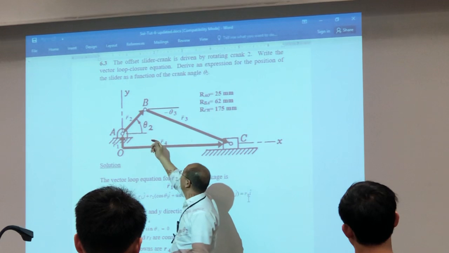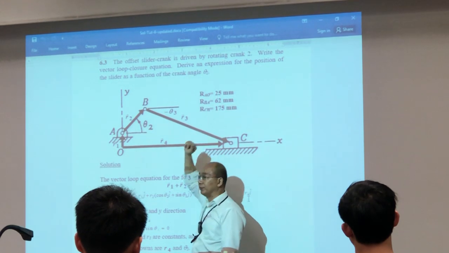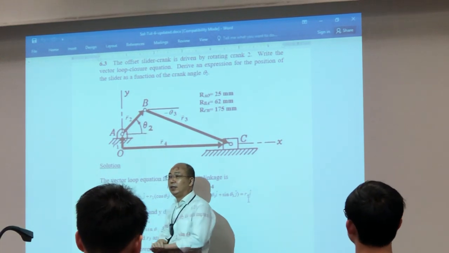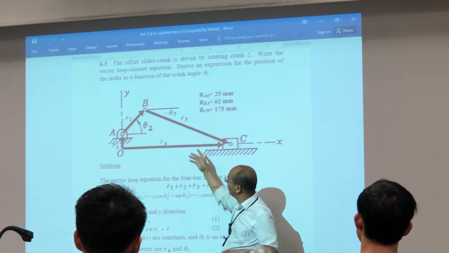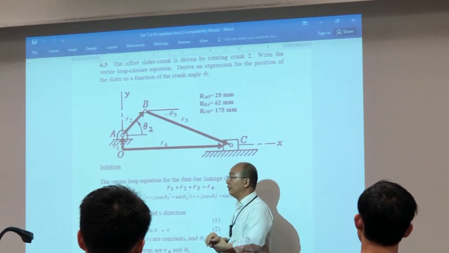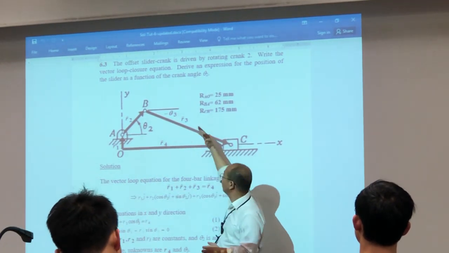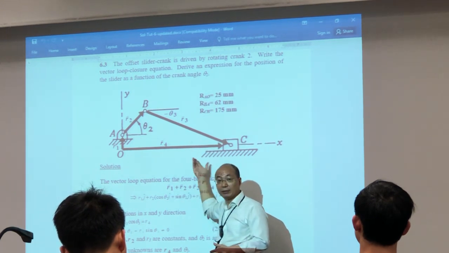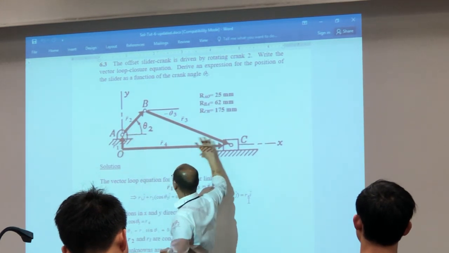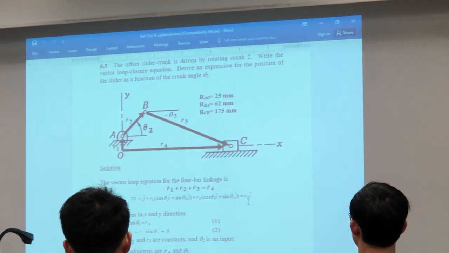So R2 is constant. How about R3? R3 is also constant. How about theta 3? Theta 3 starts from here and turns all the way to here. So when the mechanism starts to move, theta 3 keeps changing, so theta 3 is an unknown. How about R4? When the slider is sliding, theta 3 is changing, and R4 is changing. So R4 is unknown. Of course, R1 is constant, because this distance never changes. So basically, the two unknowns are theta 3 and R4.